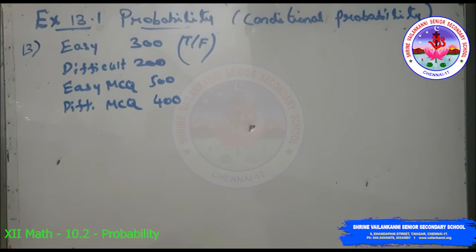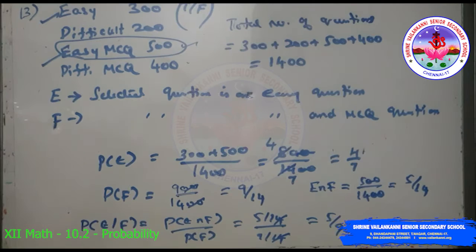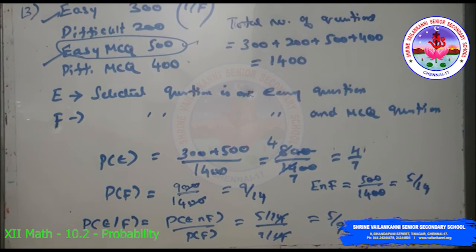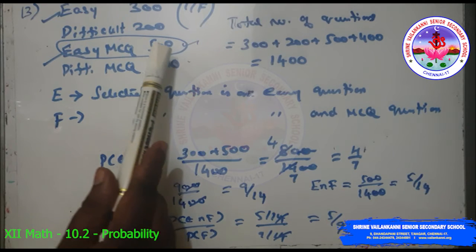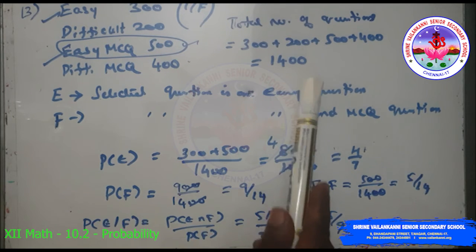13th one, an instructor has a question bank consisting of 300 easy true or false questions, 200 difficult true or false questions, 500 easy multiple choice questions, and 400 difficult multiple choice questions. If a question is selected at random from the question bank, what is the probability that it will be an easy question given that it is a multiple choice question? So total number of questions, adding all this, 300 plus 200 plus 500 plus 400, which is 1400.